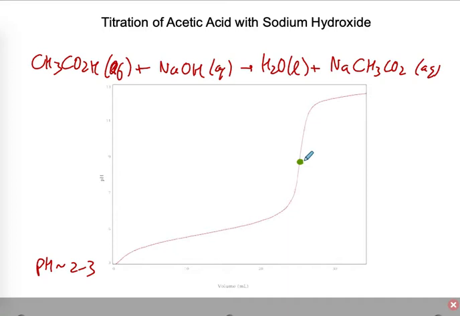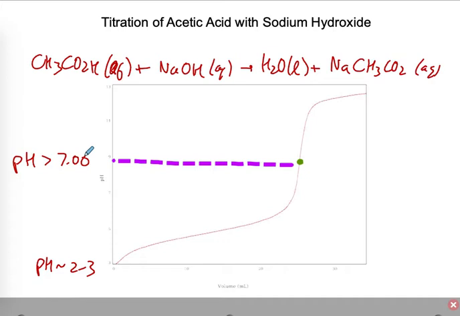And again, the inflection point is the equivalence point, when the moles of sodium hydroxide we've added are equal to the moles of acetic acid we began with. But now you see something very different. If you move over to the y-axis, the pH axis, you can see now that the pH at the equivalence point is greater than 7. At the equivalence point in this titration, we do not have a neutral solution like we did before. We actually have a basic solution.